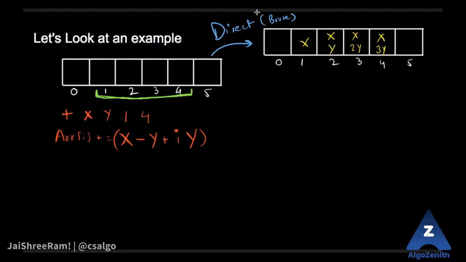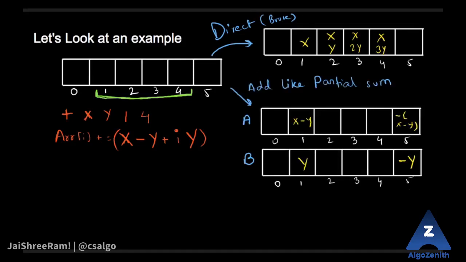Now let's take an alternative approach of decomposing it into two different arrays, A and B. In the A array we need to add X minus Y, and in the B array we need to add Y. That's what we discussed. So we add it like partial sums. When we need to add X minus Y to the range 1 to 4, we just add X minus Y to the first cell and subtract it after the range ends, so at R plus 1 we subtract it. That's how we do partial sums, and finally we build a prefix sum over that.